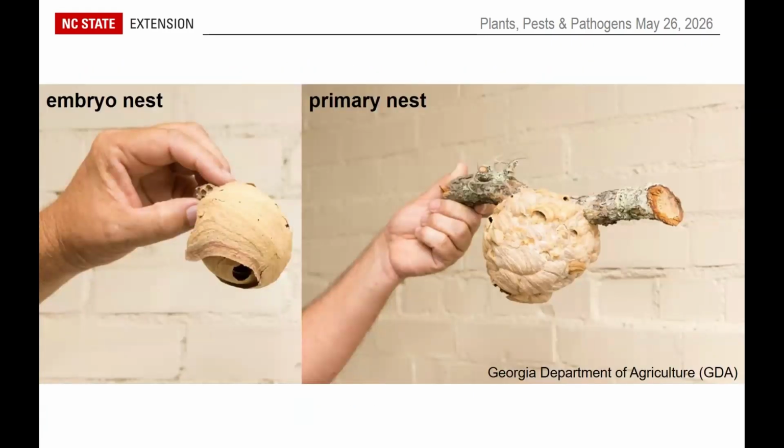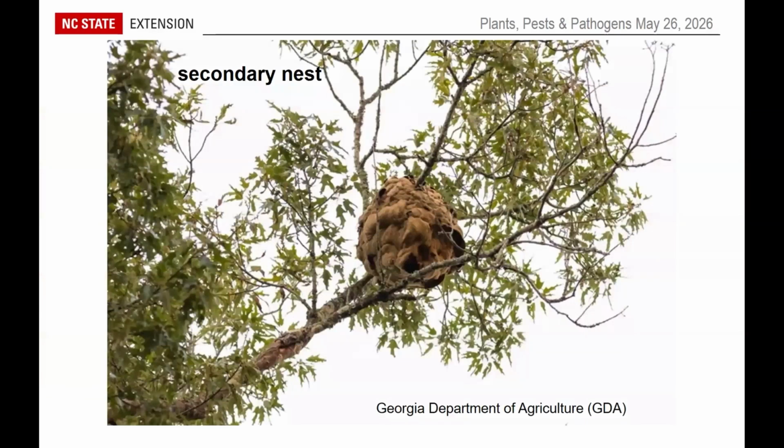Here's what the embryo nest looks like, and then a primary nest built around it. These are courtesy of the Georgia Department of Agriculture. And then a large nest up in a tree. It's going to be typically a little bit more brown than the gray nests of bald-faced hornets.